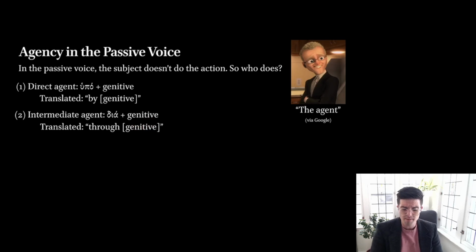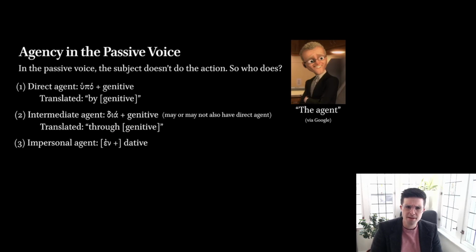A note about that is that you can have both of these in a Greek sentence. You can have both a direct agent and an intermediate agent, or you could have just one or the other. You could have I am taught Greek by Dr. Elder, or I am taught Greek by Dr. Elder through YouTube, or you could just have I am taught Greek through YouTube with just dia plus the genitive. So you might have both of these, or you might have one or the other. And then the same is going to be true for an impersonal agent.